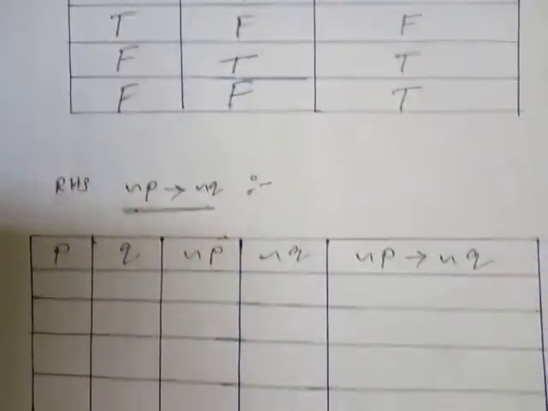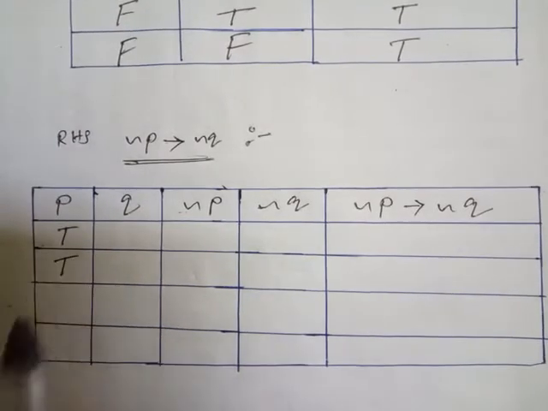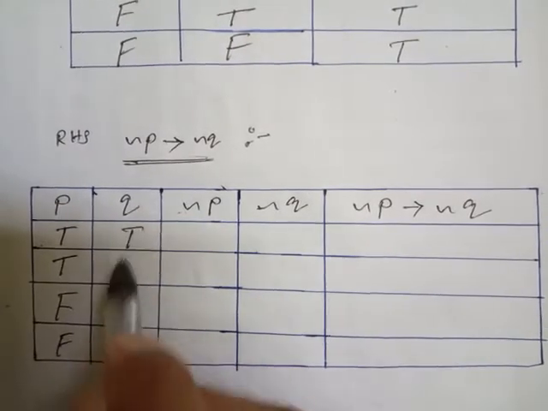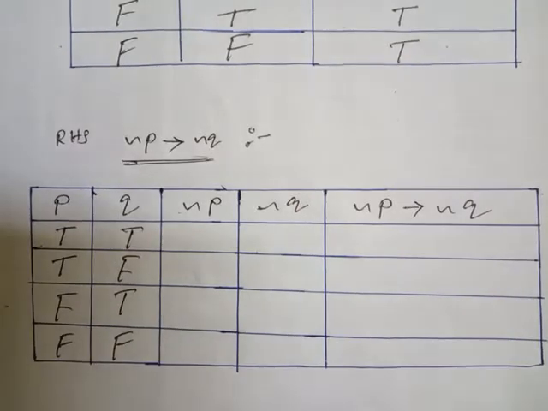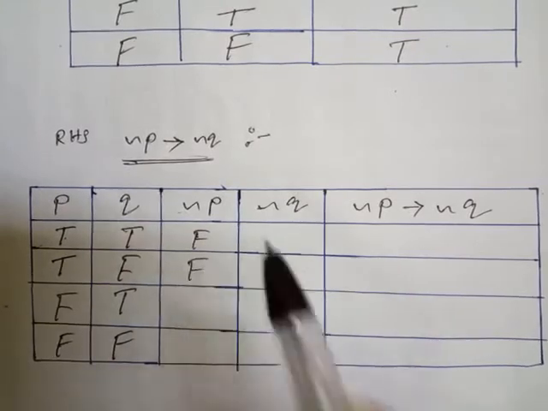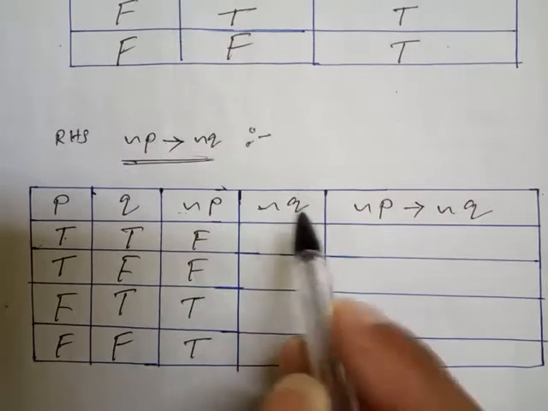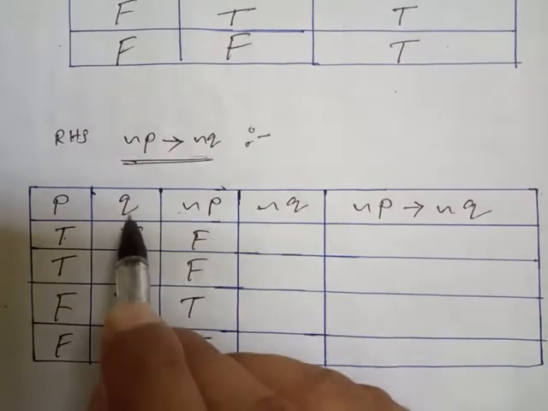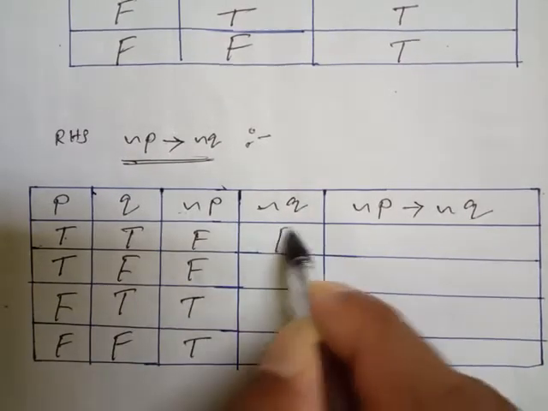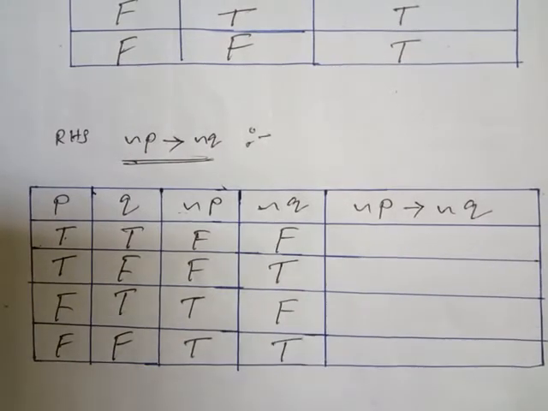Now look student, here negation of P, negation of Q, and between this we have to find the implication. So before that, the statement of P and Q will be the same here. So we'll write T, T, F, F, and there is TF and TF. Negation of P means not P. So not true means false, not true means false. Not false means true, not false means true. Negation of Q means not Q, we'll take this value only. Not true means false, not false means true, not true means false, not false means true.